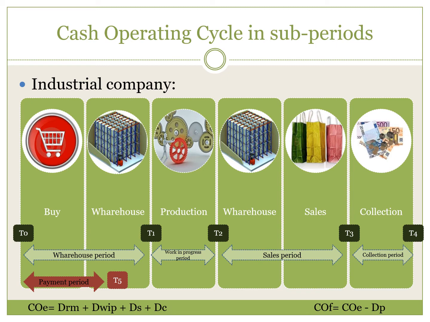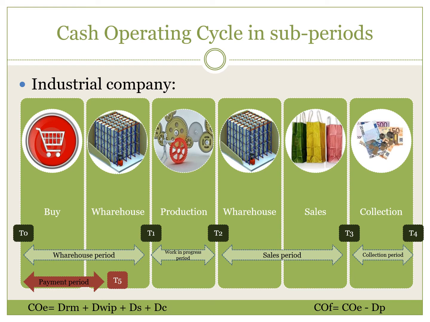Then we have a work in progress period, and that's the time that the company needs in order to transform those raw materials into the finished product. And then we have the sales period, and this is the time that goes from the moment in which the final product is completely finished in the production department, goes to a warehouse, until it is bought by customers. Then we have a collection period, and during this period is when the company is waiting for the customers to pay. If you see the slide, there's one more period.